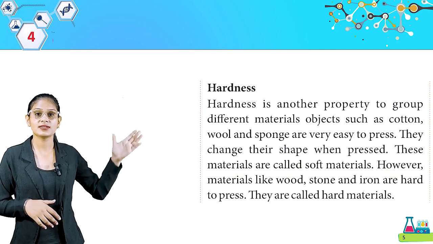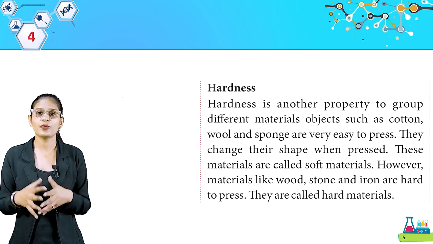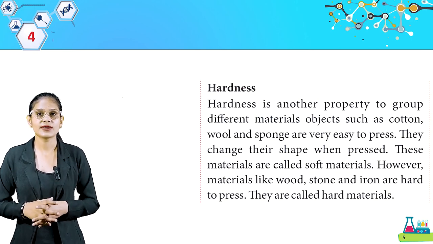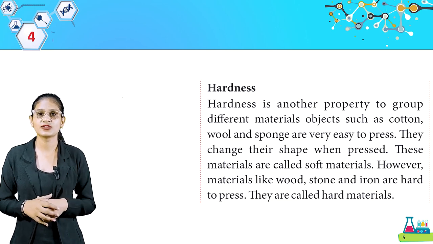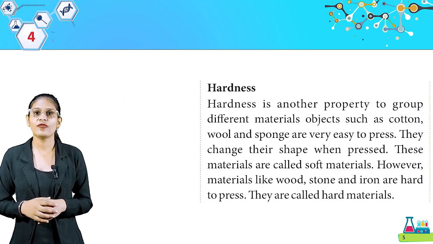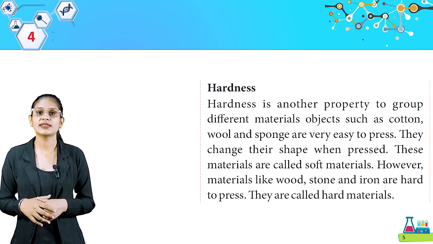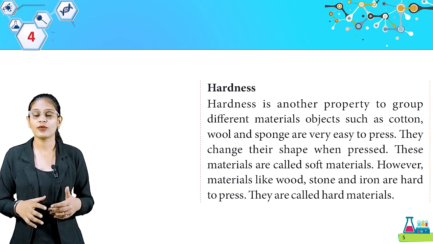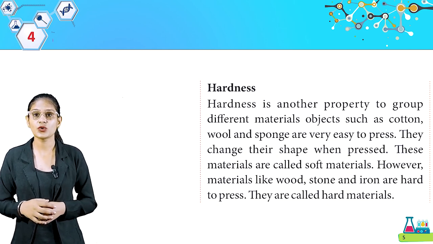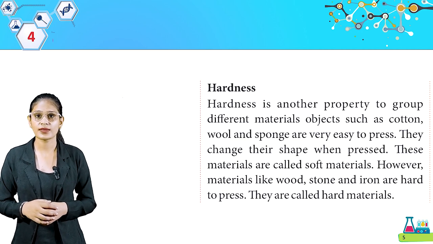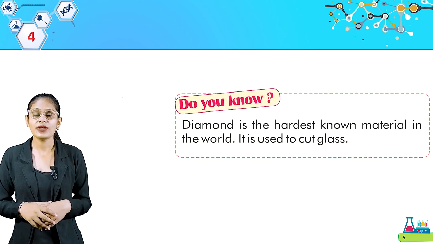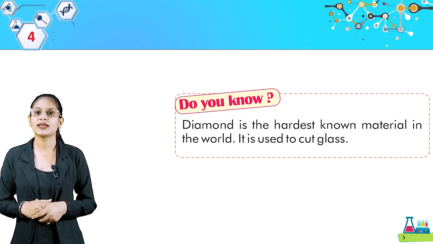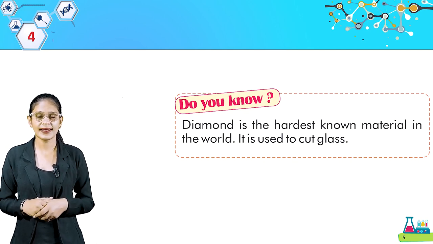Here is hardness. Hardness is another property to group different materials. Objects such as cotton, wool and a sponge are very easy to press. They change their shape when pressed. These materials are called soft materials. However, materials like wood, stone and iron are hard to press. They are called hard materials. Do you know? Diamond is the hardest known material in the world. It is used to cut glass.